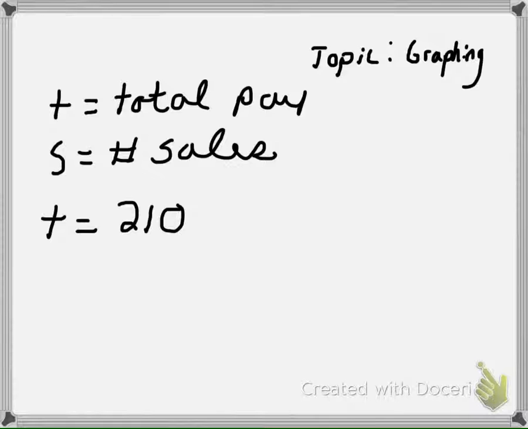that's his base pay, plus his sales plus a 20% commission. Well, a 20% commission would be 0.2 times his sales. So 20% in decimal form is 0.2. You multiply that times his sales, and that's how much more he makes in addition to the 210.